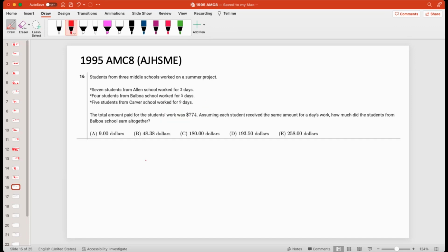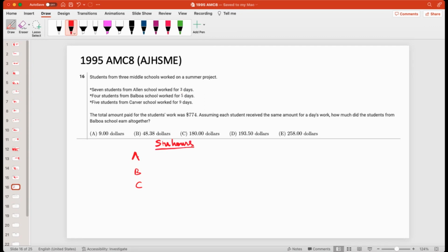Going to question number 16. 7 students from Allen School worked for 3 days. So I have 3 schools. I'm going to call them A, B, C. So we have 7 students who worked for 3 days. So here I'm going to calculate student hours.